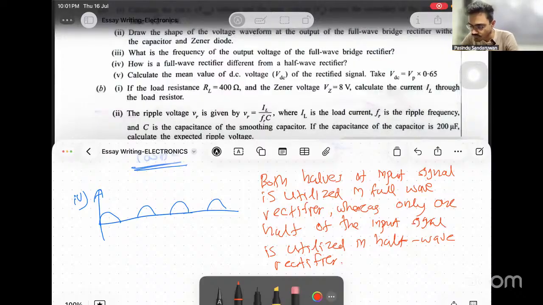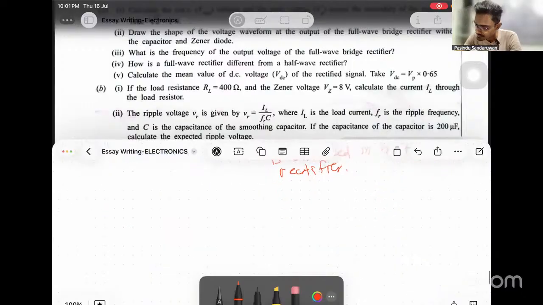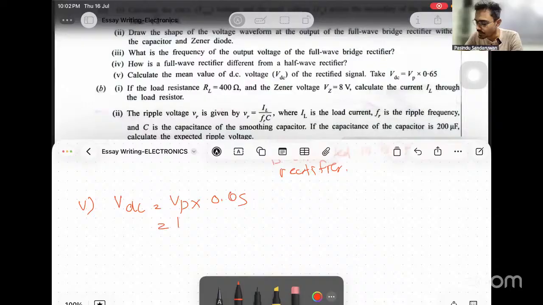Next, 5. Calculate the mean value of DC voltage, VDC of the rectified signal. Take VDC equals Vp into 0.65. The equation is given, nothing to do. VDC equals Vp into 0.65. Vp is found as 14 before. Then 14 into 0.65, that is 9.1 volts.